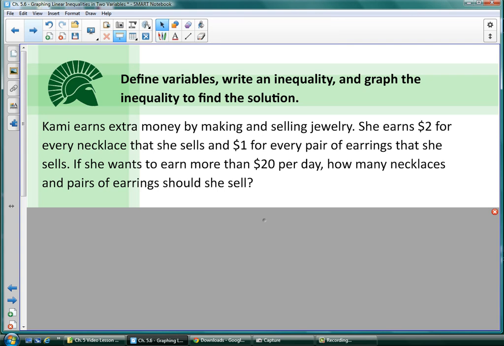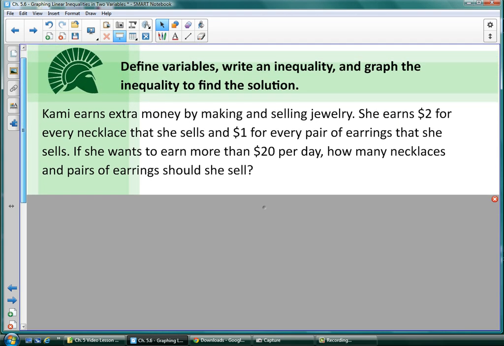Last one, we're going to look at another type of real-world problem, but we're going to take this one all the way through. So Cami earns extra money by making and selling jewelry. She earns $2 for every necklace that she sells and $1 for every pair of earrings that she sells. If she wants to earn more than $20 per day, how many necklaces and pairs of earrings should she sell?